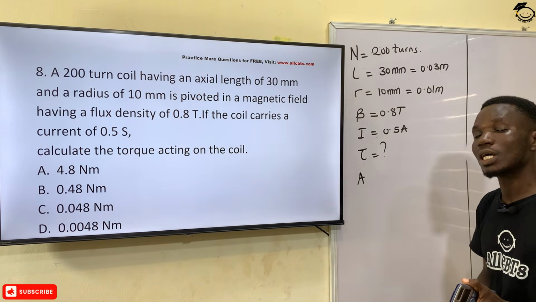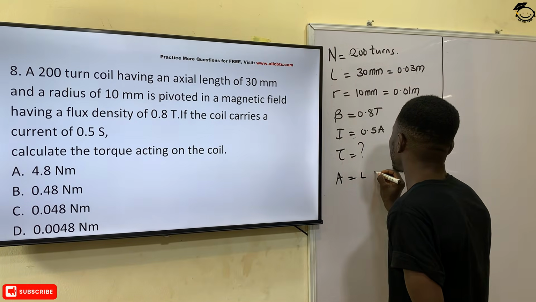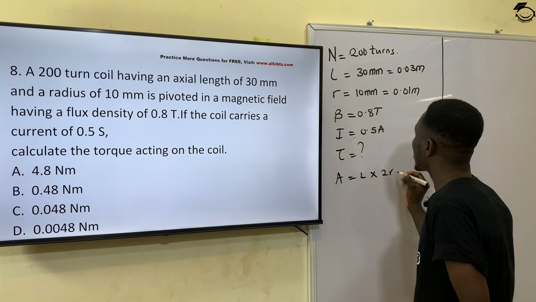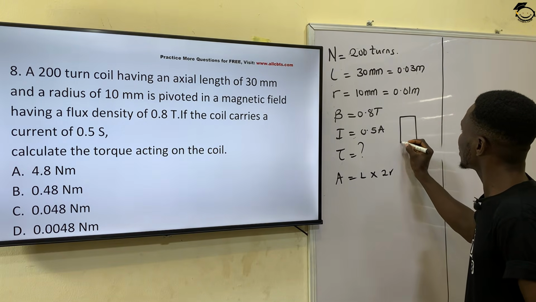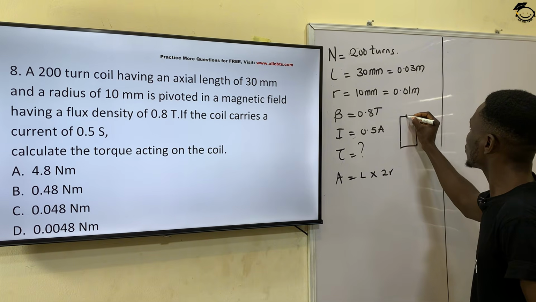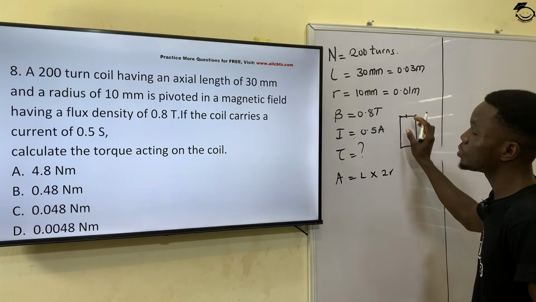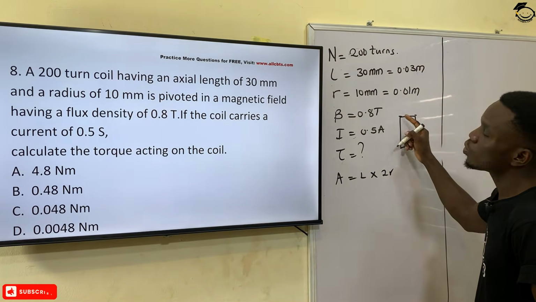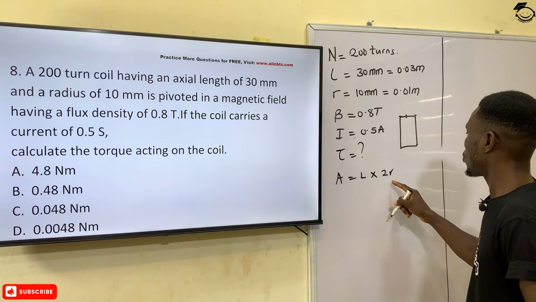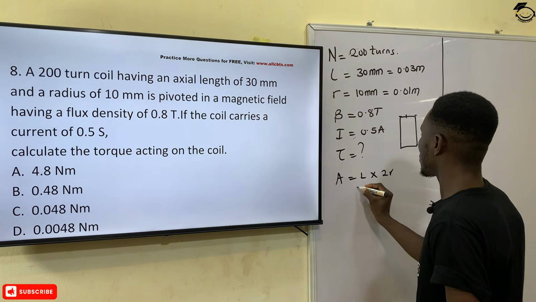Because it is a rectangular solenoid, the formula for our area becomes length times 2r. If I have a rectangle and we know that the radius is usually half, it means that from here down to this place becomes the diameter, which represents either the width or the breadth. So 2 times the radius equals the diameter, which equals the breadth or the width. This is the formula we'll be using to calculate the area.